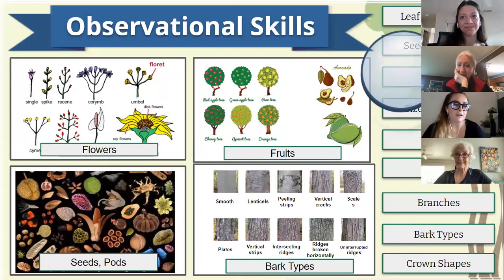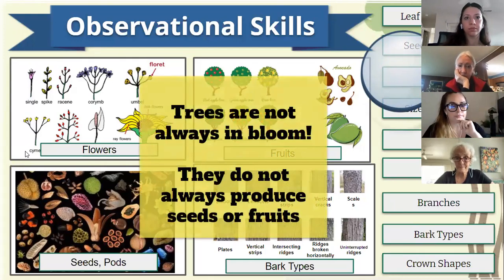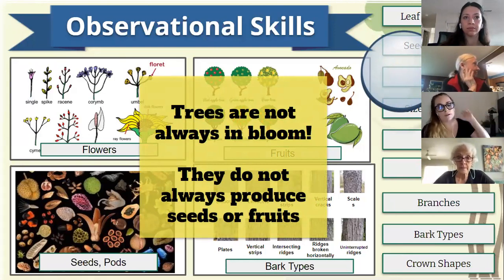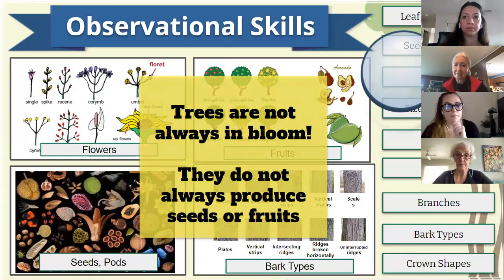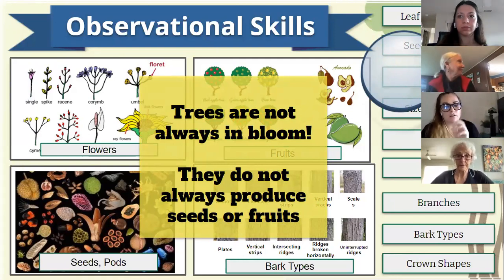All right, some more observations. We've already talked about flowers, but there's also fruits that you can see, as well as those seeds and pods. So again, you cannot rely on just identifying plumerias from their flowers or, you know, a mango tree just because it has mangoes, because that is not always an indicator.